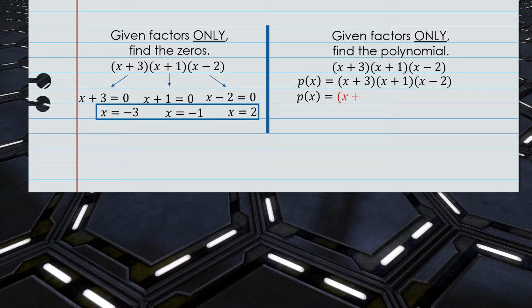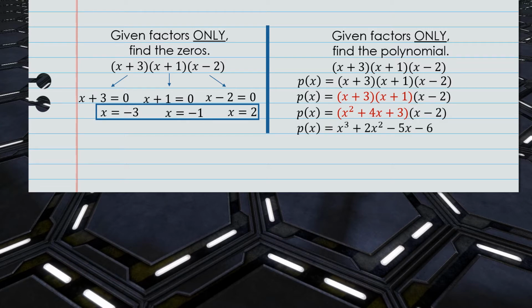From here, we multiply the binomials. We start from left to right. So the first two binomials we multiply are x plus 3 times x plus 1. The result of those two binomials is x squared plus 4x plus 3. But we're not done. Now we must multiply that trinomial times that last binomial. And when you do, you will find p of x equals x to the third plus 2x squared minus 5x minus 6. And that is your polynomial.